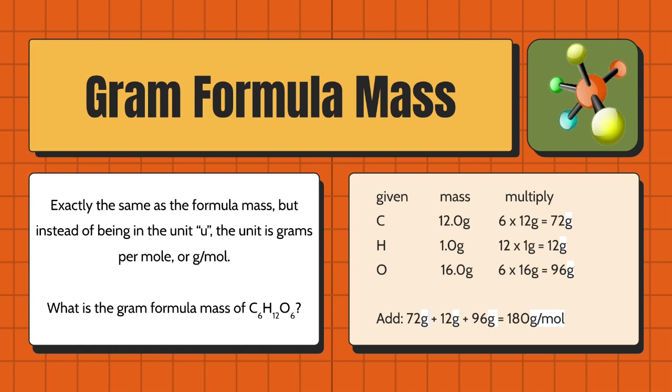Gram formula mass is exactly the same as formula mass, but instead of being in the unit U, the unit is grams per mole, or g/mol. So given the same question as before, what is the gram formula mass of C6H12O6? The steps are exactly the same, but once you multiply it, you still keep the unit as grams, and once everything is added, it becomes grams per mole.